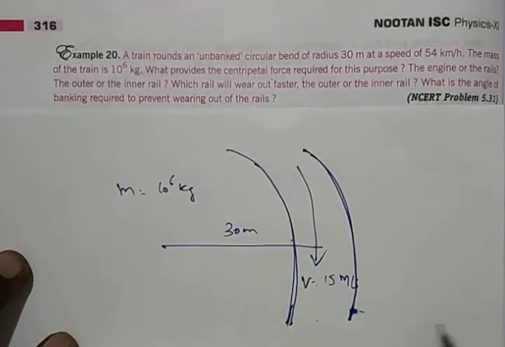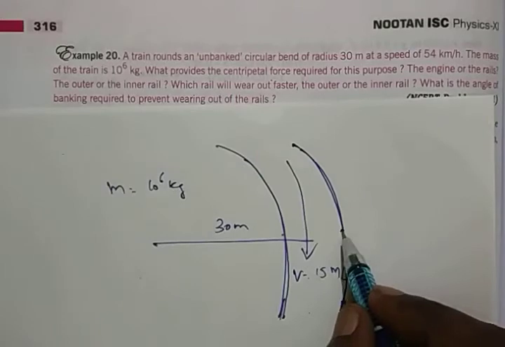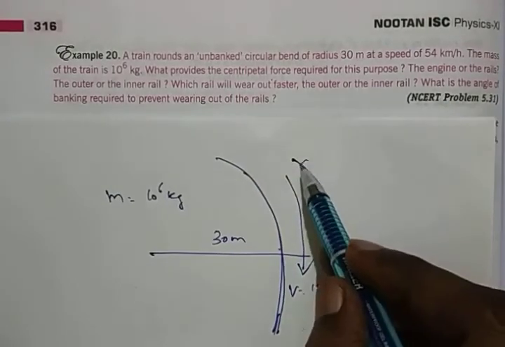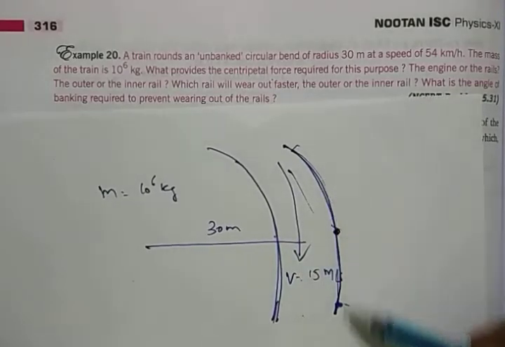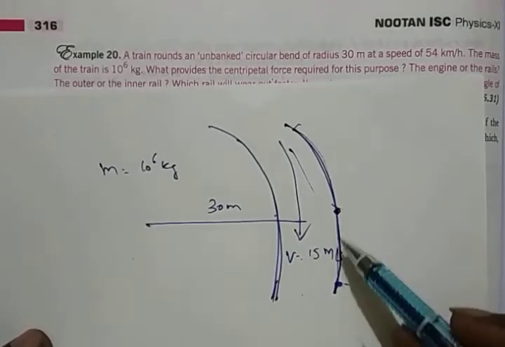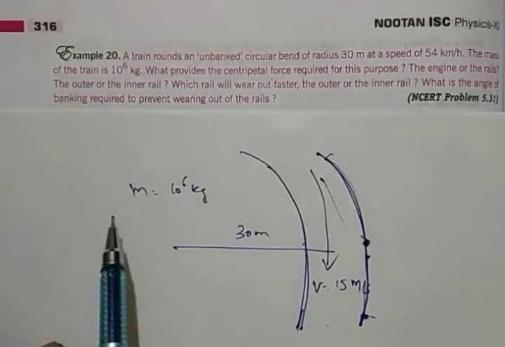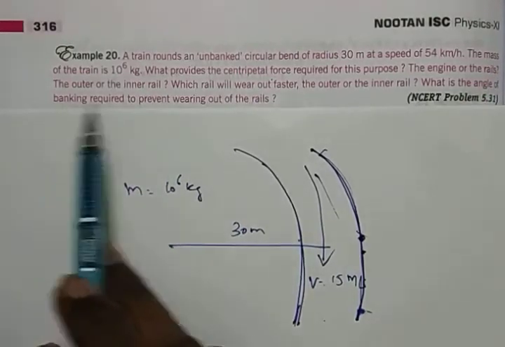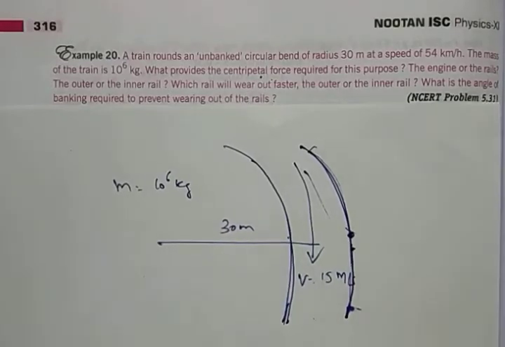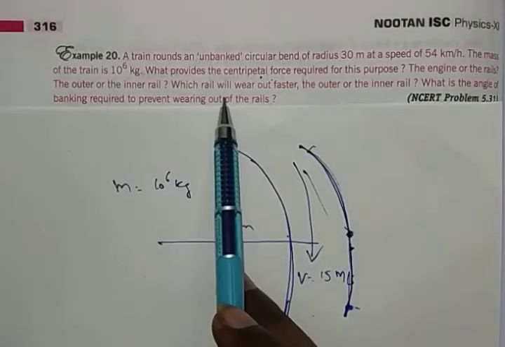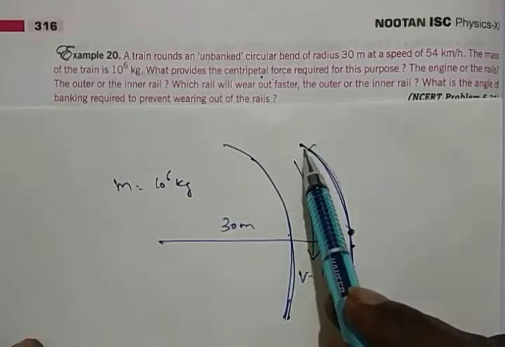Okay. And also, which rail will be providing the centripetal force? The outer rail. More pressure will be there on the outer rail because the train will be trying to go to the other side. The rail is trying to keep it inside the circle. So the outer rail will have more pressure. Outer rail or inner rail? It is the outer rail that will be contributing more to the centripetal force. Hope you got it. Which rail will wear out fast, outer or inner? Yes, the outer rail will wear out fast because it is taking this load.